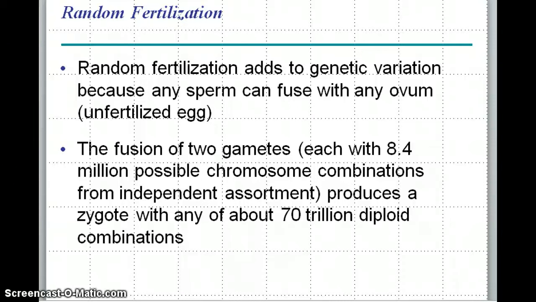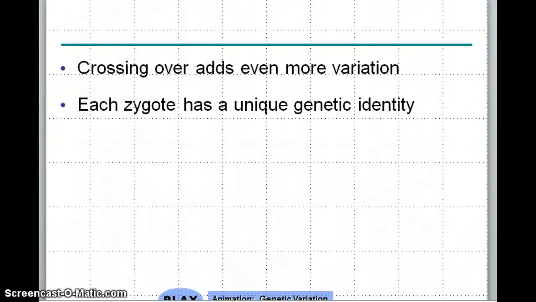The fusion of 2 gametes, each with 8.4 million possible chromosome combinations from independent assortment, produces a zygote with any of about 7 trillion diploid combinations. That's, yeah, pretty staggering. Alright. Crossing over adds even more variation, so each zygote has a unique genetic identity.